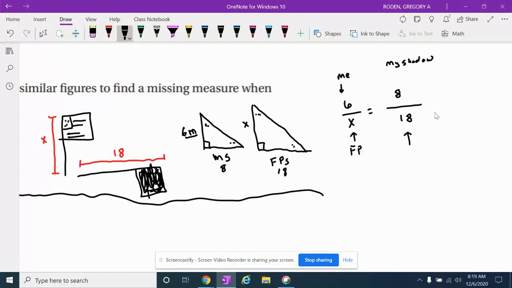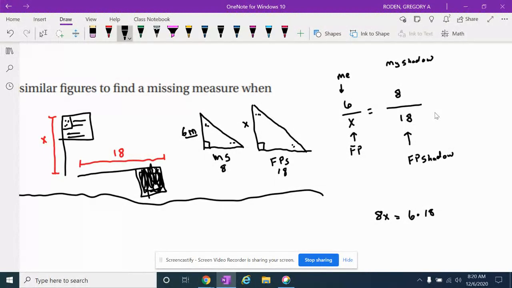To the flagpole shadow. So this is the flagpole's shadow. So now I have this nice little ratio here. And remember what we just did on cross products. So I can cross multiply. So I can get 8 times x, which is 8x, equals 6 times 18. Well, let's go off to the side.